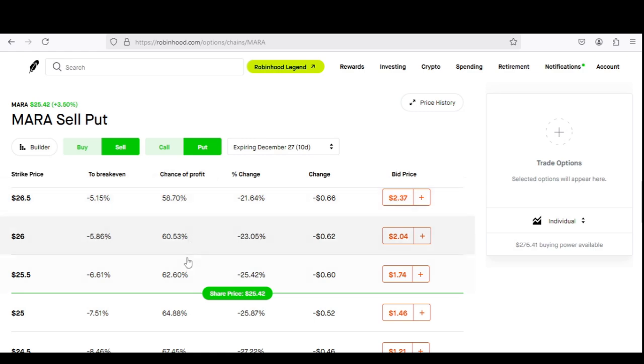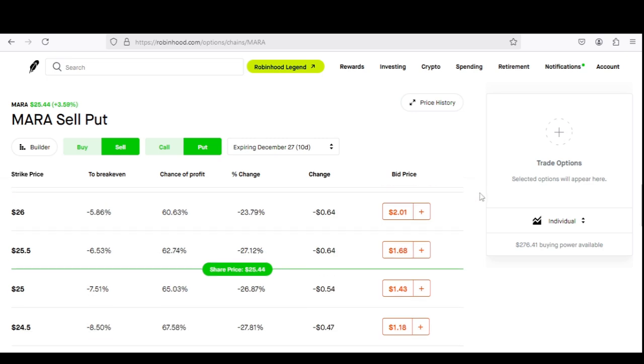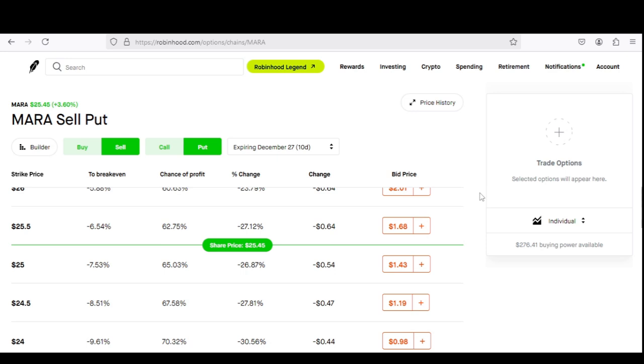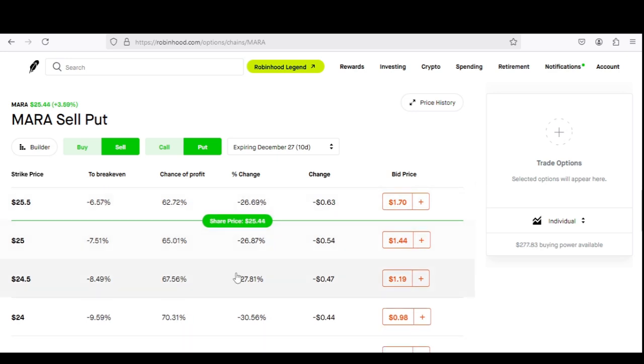Now, can you sell a put above the share price? Absolutely. Is it the best idea? I think not. In my personal opinion, I think it's way more lucrative for you and your account if you were to select your strike price below the current share price, and that's what I do.